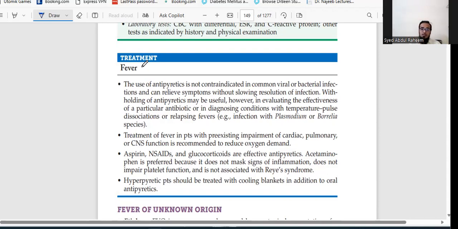From the blood culture, they will see what type of bacteria or pathogen is present in our body, and they will prescribe what type of antibiotic will work. Okay.